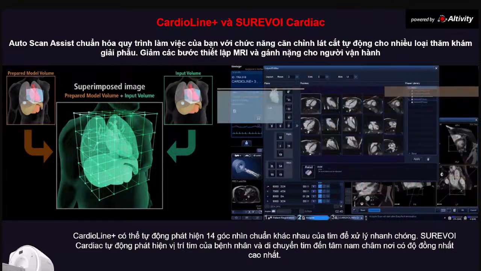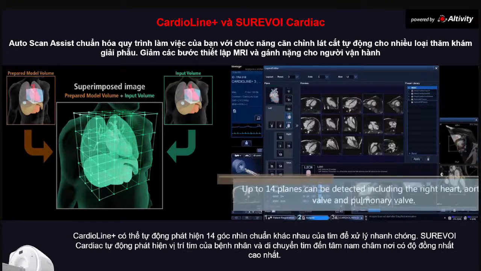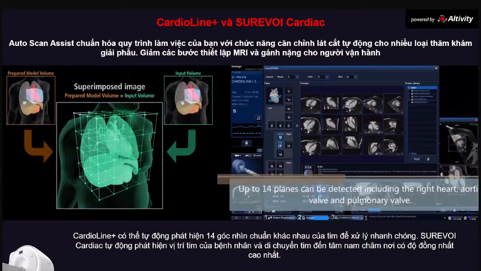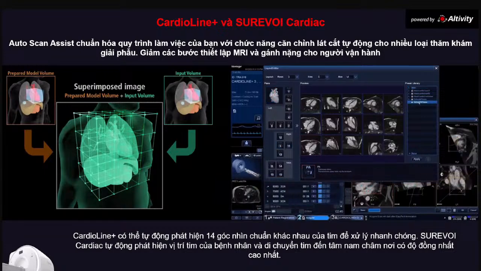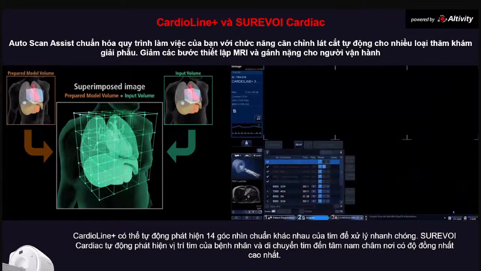And we all know cardiac MR has a lot of planning to do manually in terms of short axis, long axis, 4-chamber or 2-chamber view. And this can be done easily by just the software. Up to 14 planes can be planned automatically. And with a single click of the button, you can start scanning cardiac with no tedious and prolonged planning. We require an experienced technician for doing so otherwise.